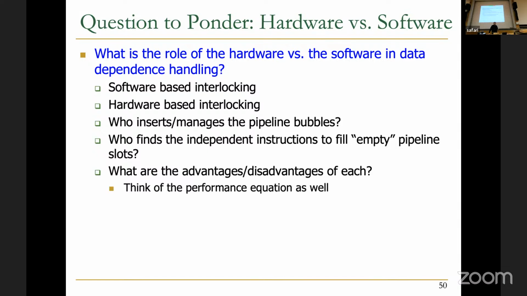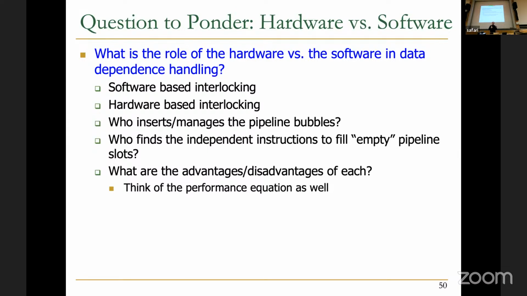We need to think of the performance equation as well. Whenever you are doing these things in the hardware, you have more ability, because there is some information that you know only in the hardware. We will discuss that later. At compile time, some of this information is not ready and the compiler cannot completely resolve these issues. In the end, they need to add some no operations or stalls. But when you do it in hardware, you add complexity, and that complexity causes longer clock cycles. So in the end, you can see that we have a trade-off here.